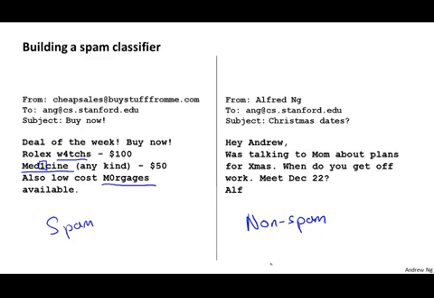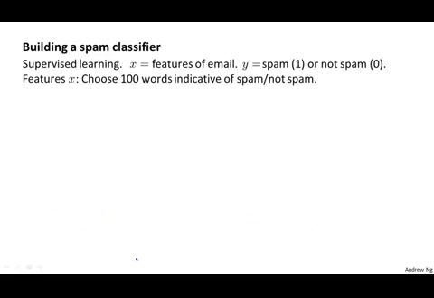Let's say we have a labeled training set of some number of spam emails and some non-spam emails, denoted with labels y equals 1 or 0. How do we build a classifier using supervised learning to distinguish between spam and non-spam? In order to apply supervised learning, the first decision we must make is how do we want to represent x, that is the features of the email. Given the features x and the labels y in our training set, we can then train a classifier, for example, using logistic regression.